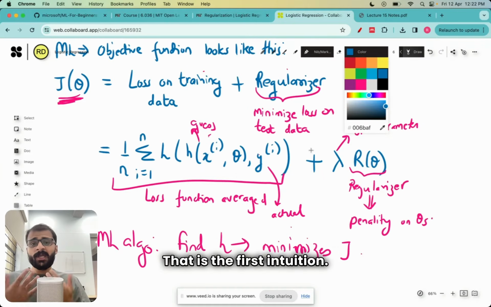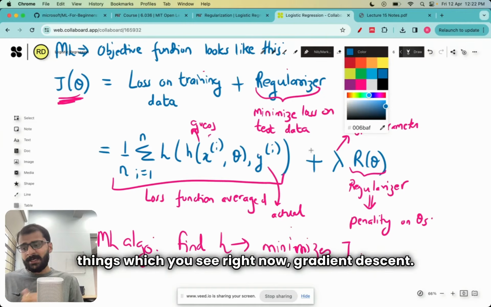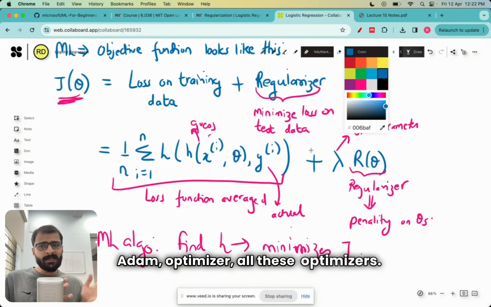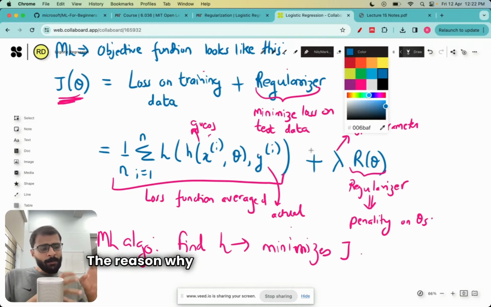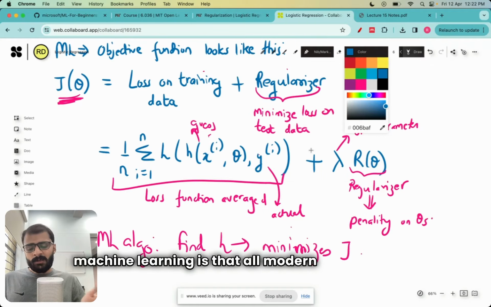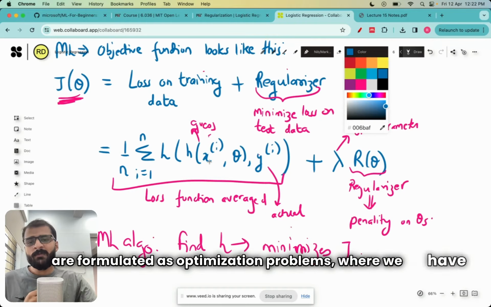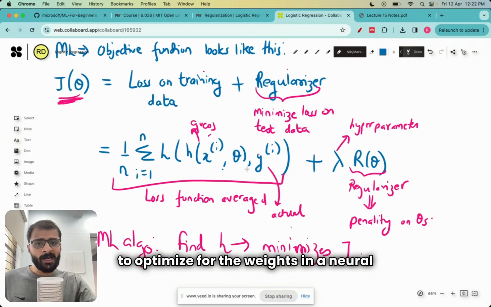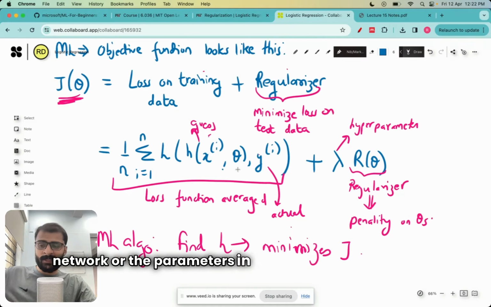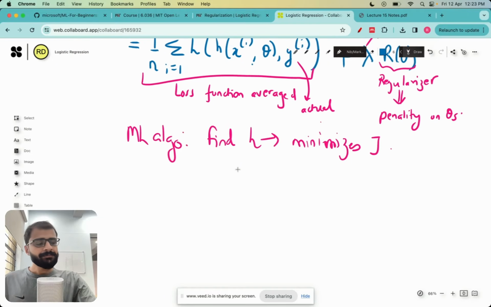That's the first intuition I wanted to provide you, that all the things which you see right now, gradient descent, Adam optimizer, all these optimizers, the reason why optimization is so important in machine learning is that all modern ML techniques are formulated as optimization problems, where we have to optimize for the weights in a neural network or the parameters in gradient descent, etc. There are very few algorithms like perceptron, which is not an optimization problem, but it starts from human intuition.